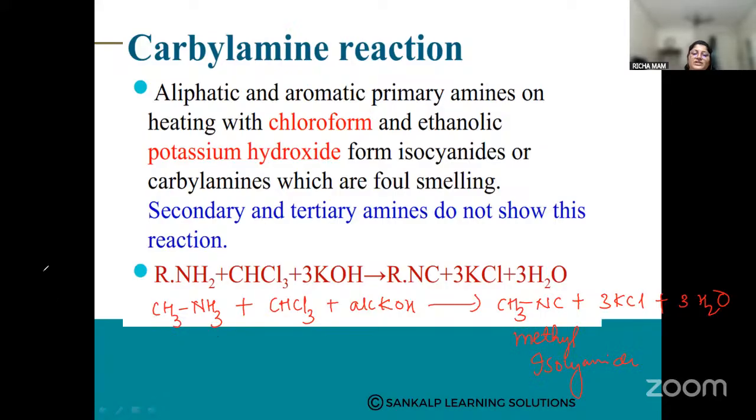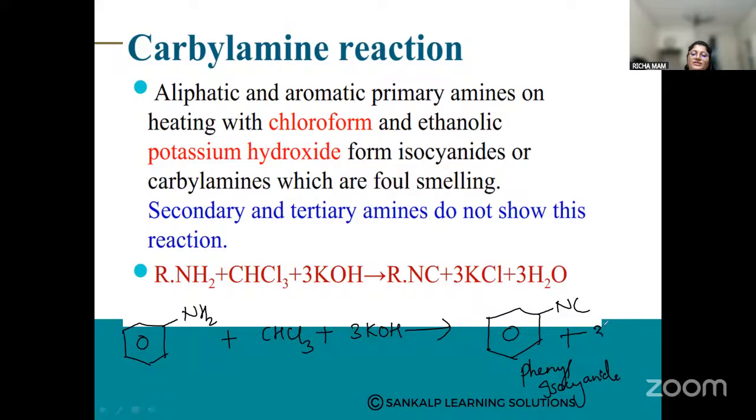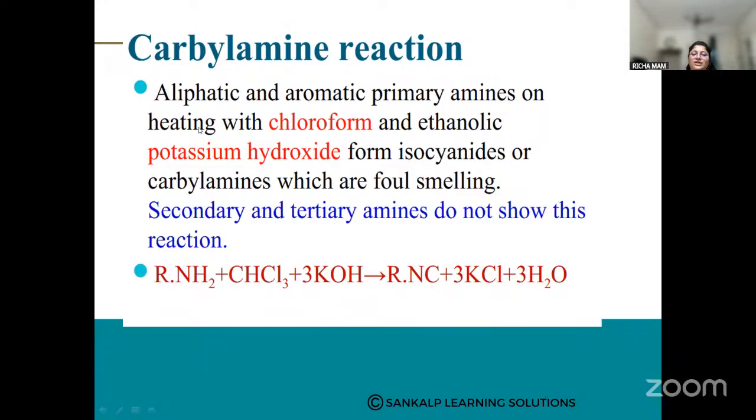One more example, with respect to an aromatic amine. Let me take aniline. Aniline plus CHCl3 plus 3KOH. What am I going to get? Phenyl isocyanide plus 3KCl plus 3H2O. So remember that only primary aromatic or aliphatic amines will undergo the carbalamine reaction. Secondary and tertiary will not undergo this reaction.